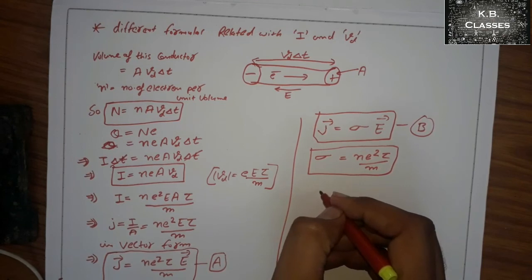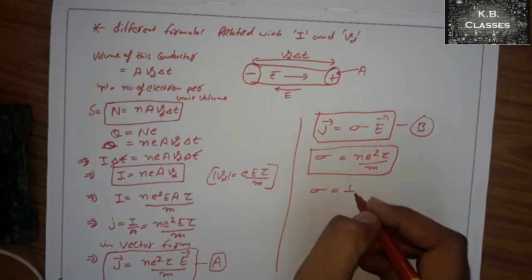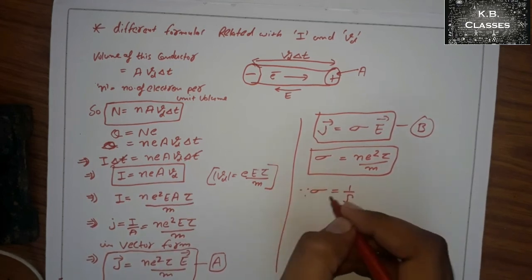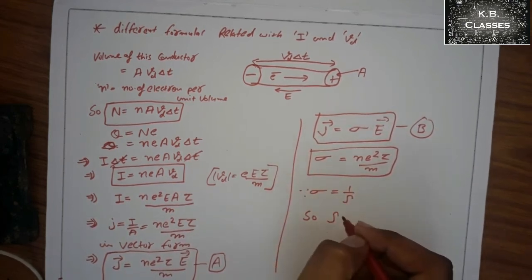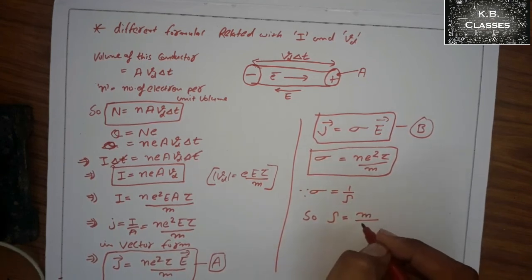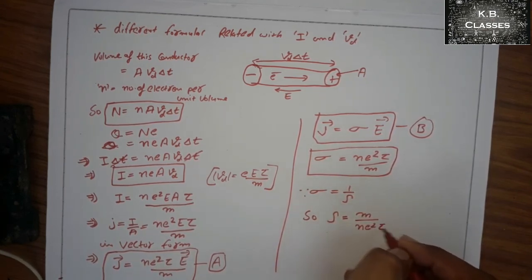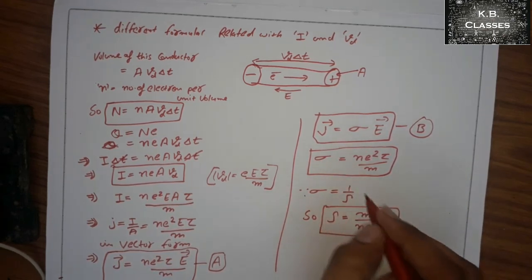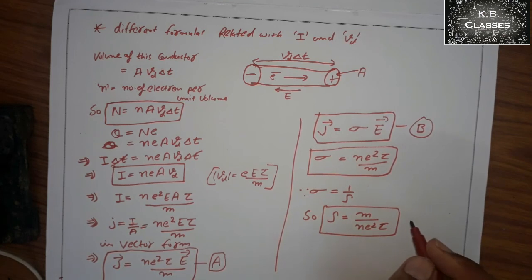And in the next term, sigma is also related with rho. So sigma equal to 1 upon rho. So the formula for rho, the resistivity, becomes m upon n e square tau. This formula is also useful. These are all the formulas used in different kinds of numericals.